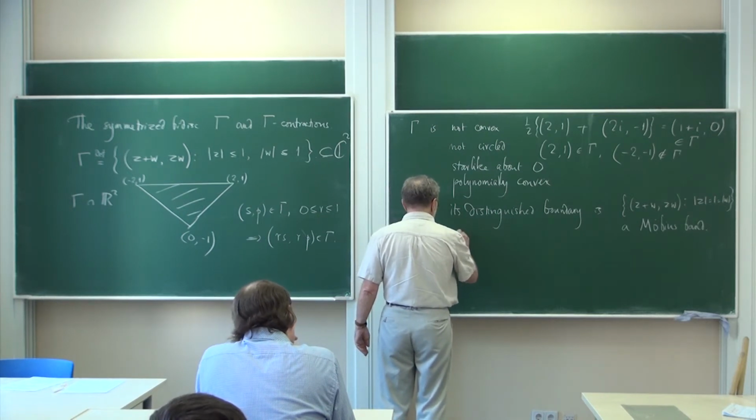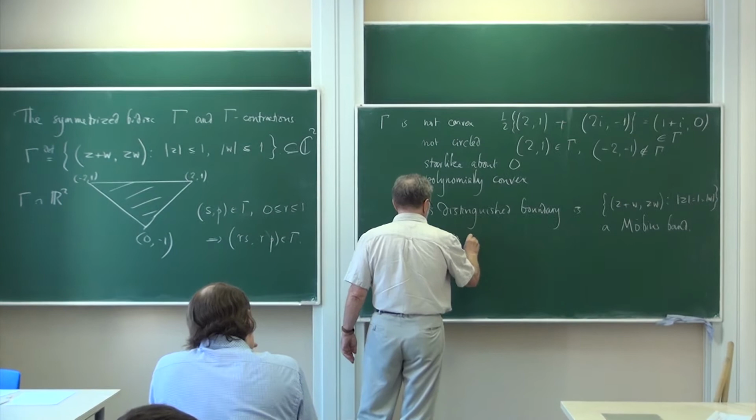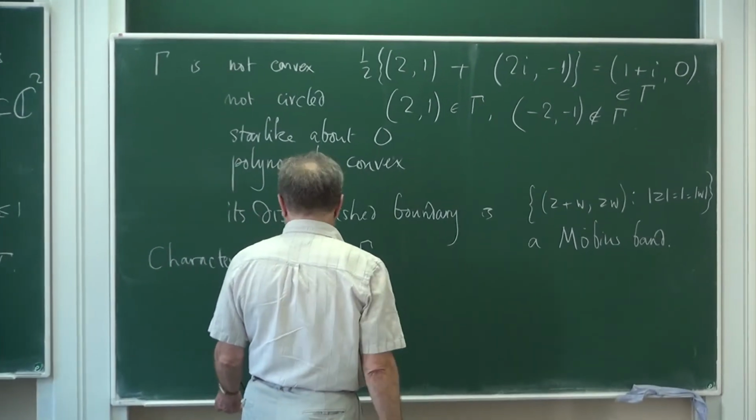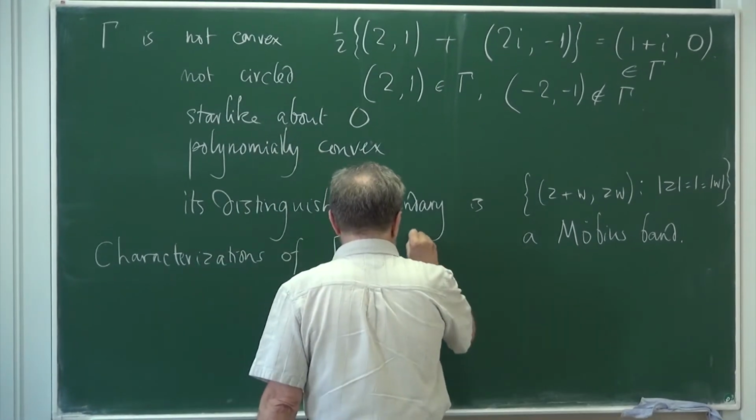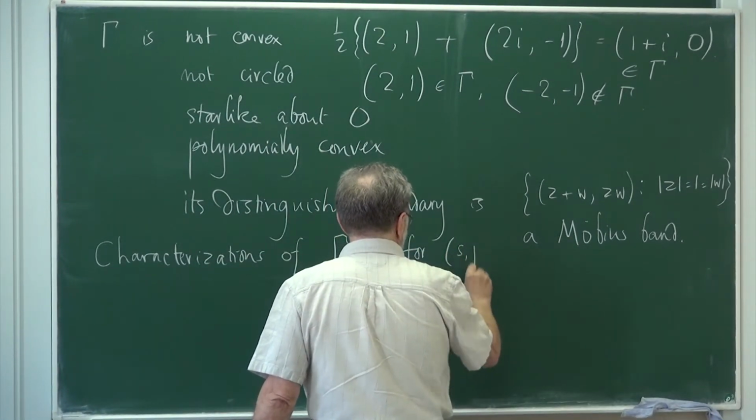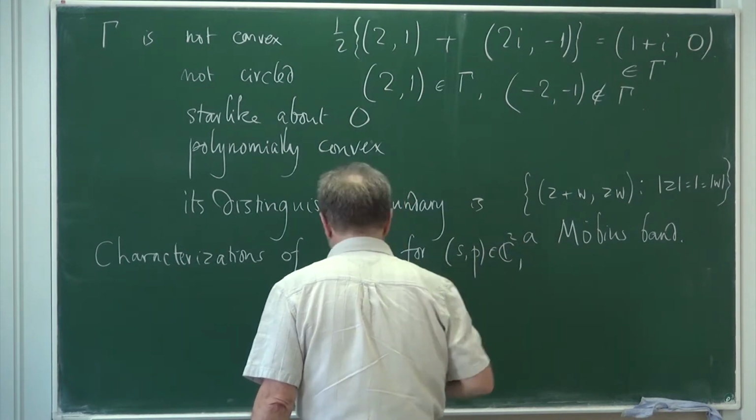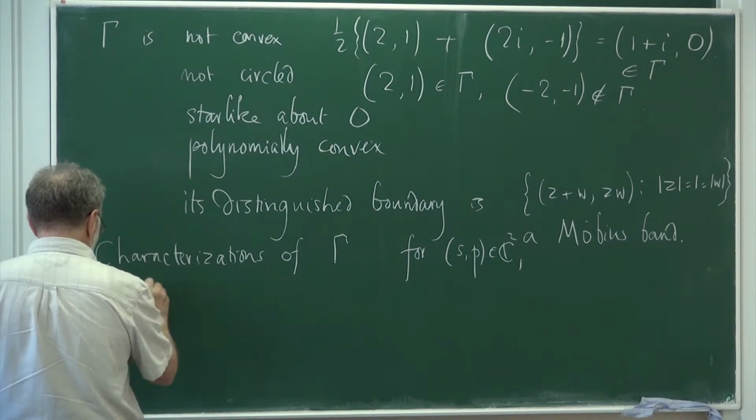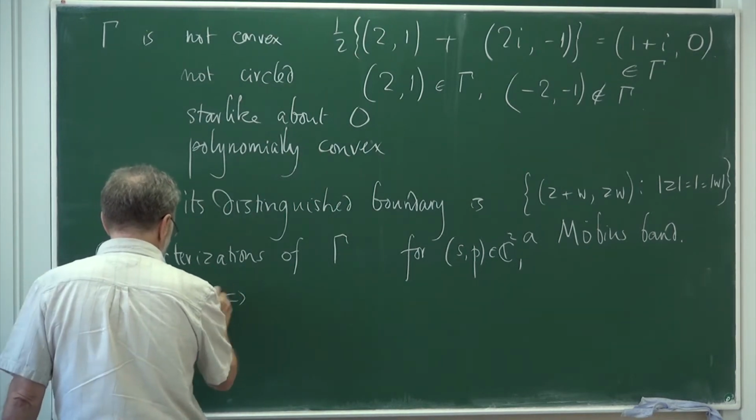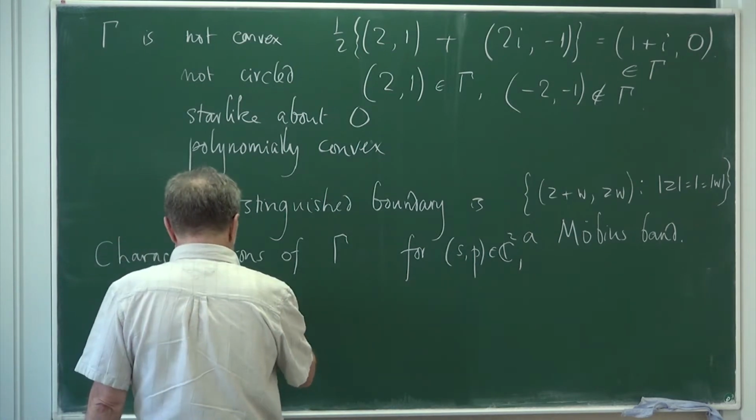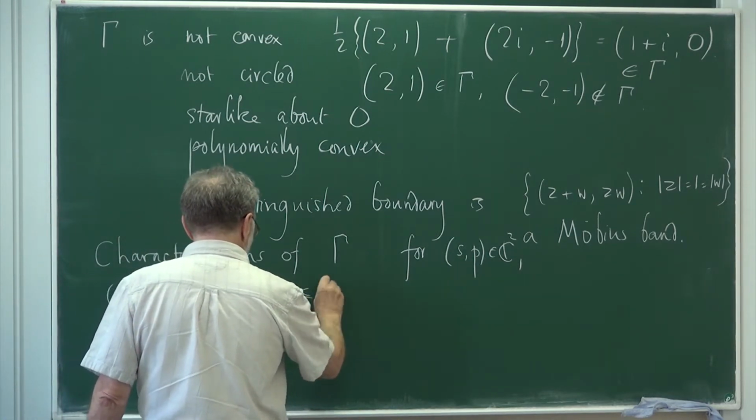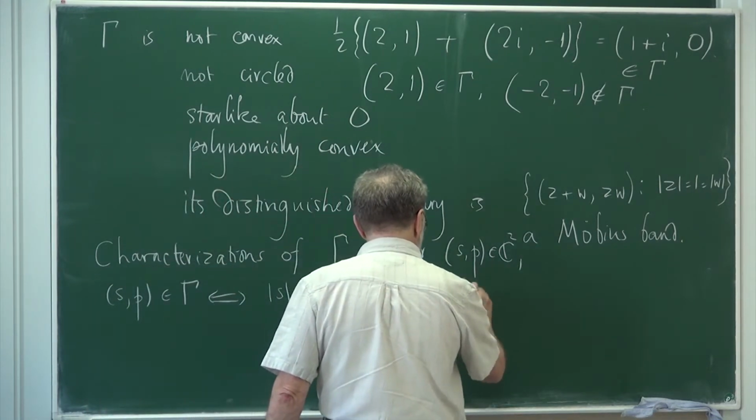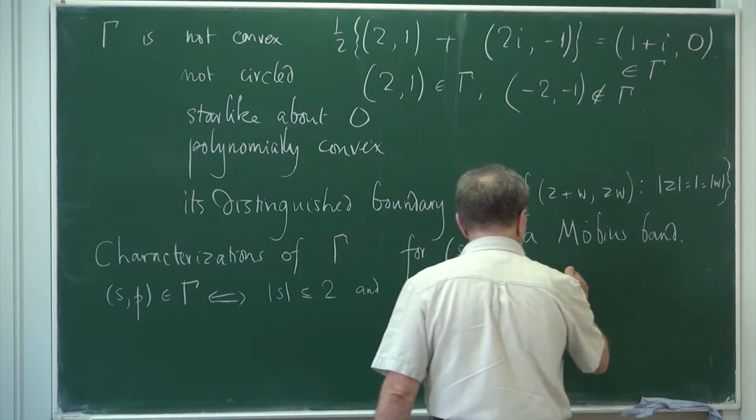So here are some characterizations of gamma. For a point (s, p) in C2, (s, p) belongs to this set gamma if and only if mod s is less than or equal to 2 and mod (s - s bar p) is less than or equal to 1 - mod p squared.